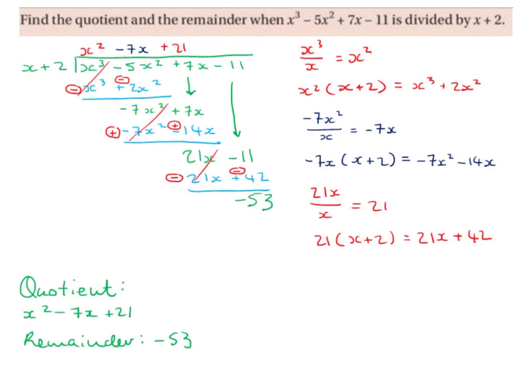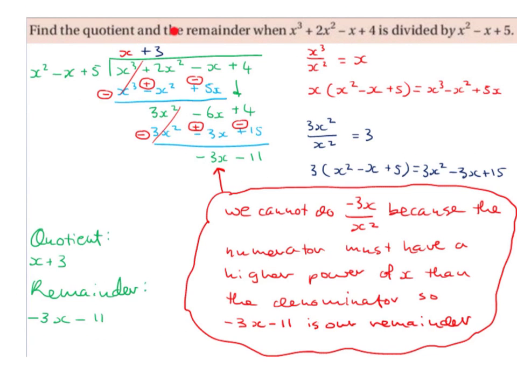I repeat the process. I take the highest power of x inside the bus stop, that's 21x, the highest power of x outside the bus stop, that's x, and I divide them to get 21. That's the next part of my answer. I multiply the 21 by what's outside the bus stop, and I get 21x plus 42, which I write down here. I change the signs, the x's cancel, minus 11 minus 42 is minus 53. So my quotient is x squared minus 7x plus 21, and my remainder is minus 53.